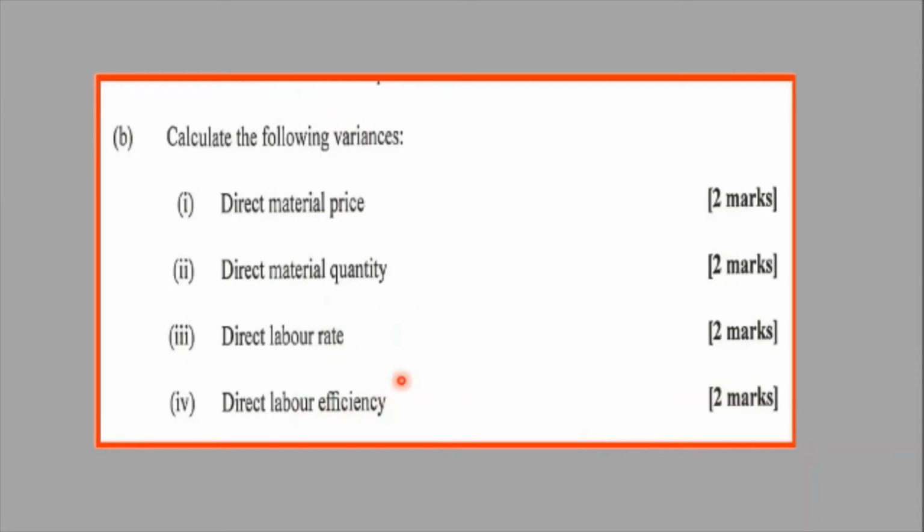Okay, so we will get right into the calculations, but these calculations would deal with the actual as well as the budgeted figures. Because to get a variance, you have to take the actual and minus the budgeted figure or the standard figure, and then you will get your variance.